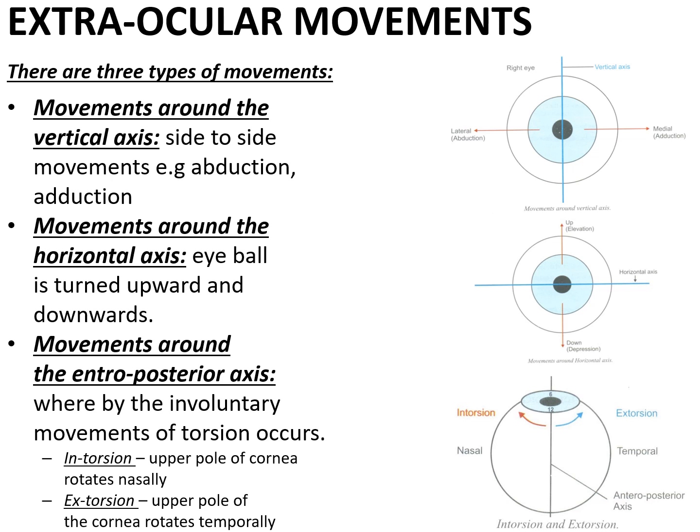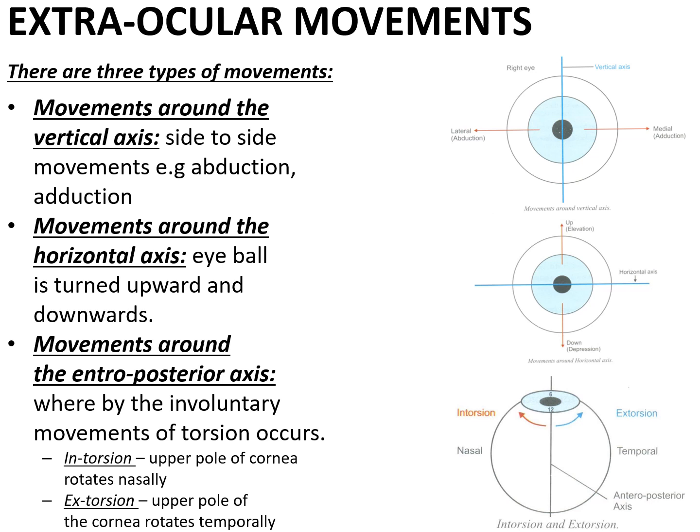Ductions are the monocular eye movements that take place around the vertical axis, side to side movements. For example, abduction and adduction. Abduction means eyes move outward, and adduction means eyes move inward.